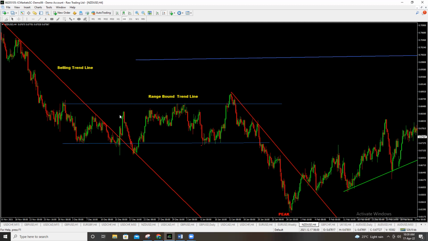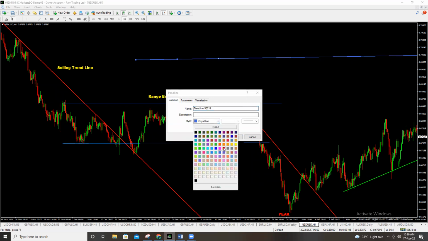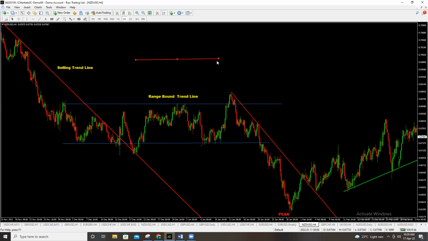Maybe you just want to have a short trend line. So what you do, you double click on it, right click, click on trend line properties, under parameters, and check this box. You can uncheck that. You can also change the color of the trend line to the color you wish by just clicking on style, and then you can choose your color and then you click OK. And then you have a shorter trend line. So when you want to draw, just draw that.